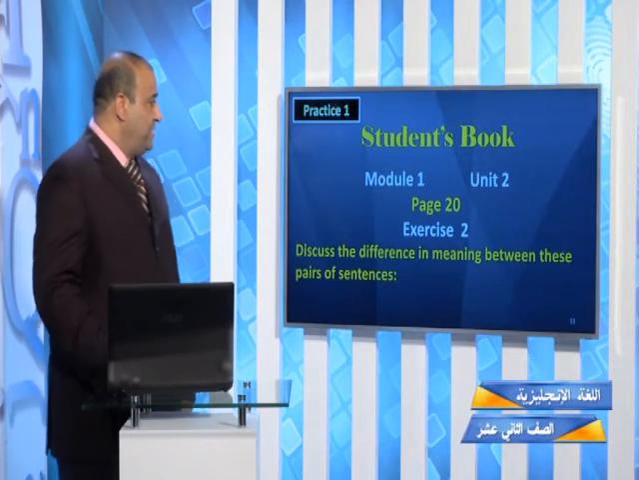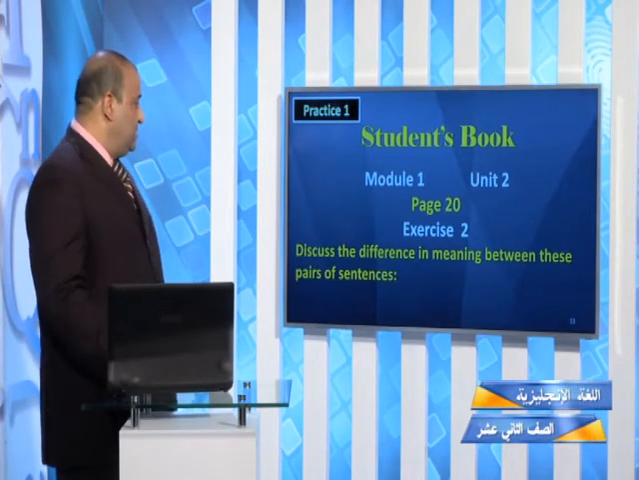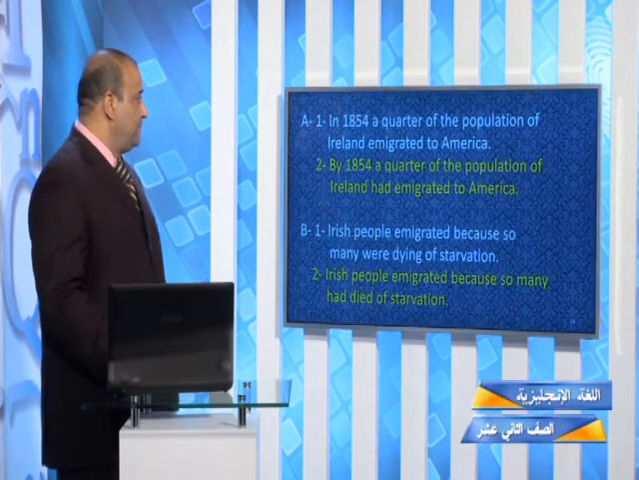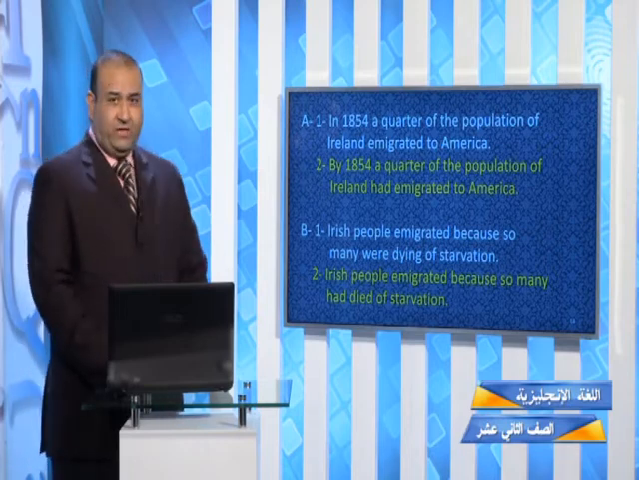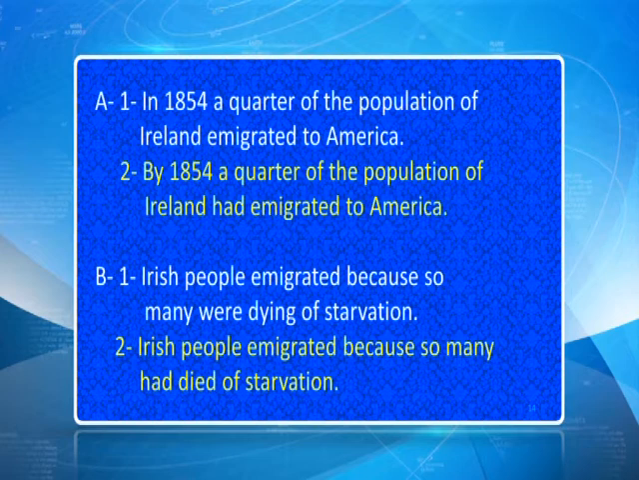Now, after explaining the use of the past perfect, let's move to practice. In your student's book, on page 20, you have exercise number 2, which says, discuss the difference in meaning between these pairs of sentences. Sentence number A, 1. In 1854, a quarter of the population of Ireland emigrated to America. Okay, so here we have the use of the verb emigrate in the simple past.